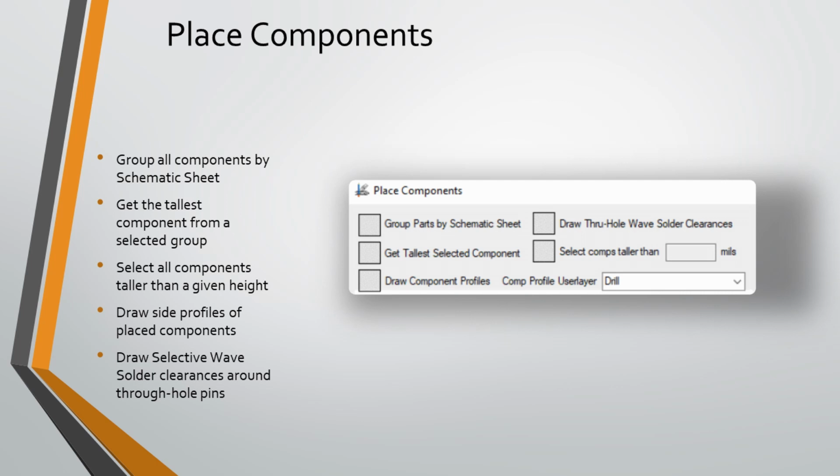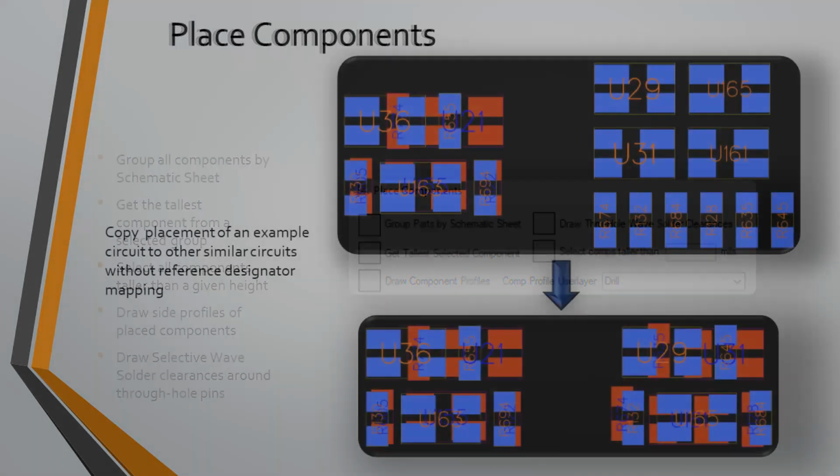Draw through-hole wave solder clearances. This tool is for use when there are through-hole components on the board that will be soldered by a selective wave solder process. This function will ask the user for a clearance value and a user layer. It will then draw the clearance areas on the user layer and create component keepouts on the solder side of the board, which will help the designer know to not place components inside the clearance areas.